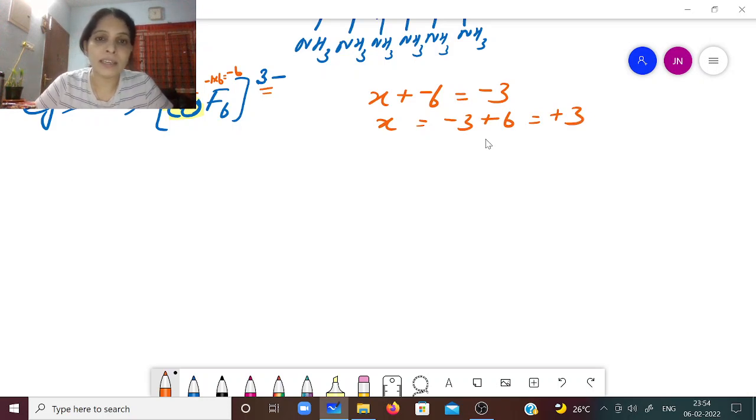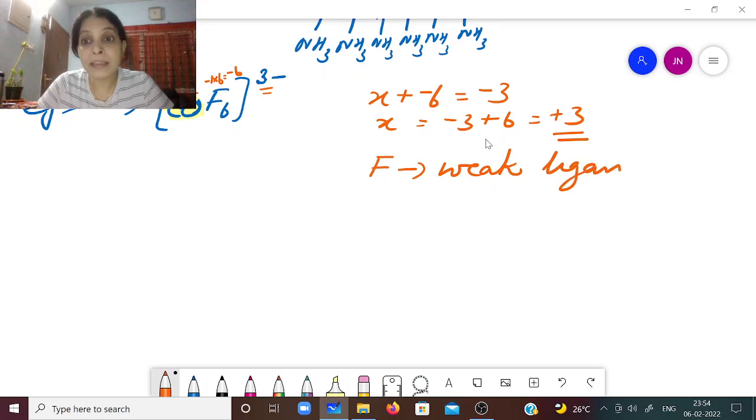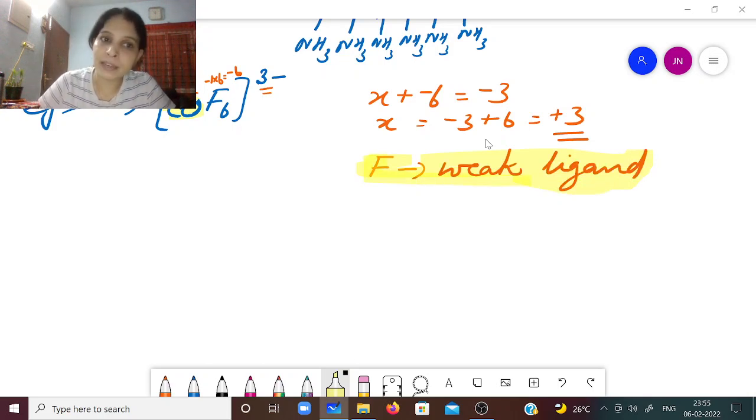So the oxidation number of cobalt is plus 3. That you should understand and find out first. Now the next information I will give you. F is a weak ligand which cannot pair up the electrons of the central metal atom. Very, very important point.